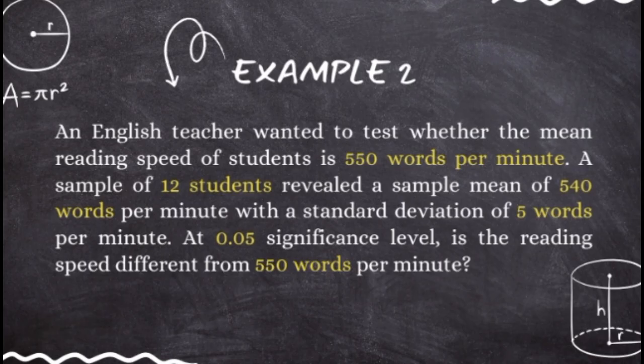As you can see in the second sentence, a standard deviation of 5 words per minute. That is not clearly the population standard deviation, it's just a sample standard deviation, so our standard deviation is not known. Our sample size is less than 30 and our standard deviation is not known, so we're going to use the statistical t-test.